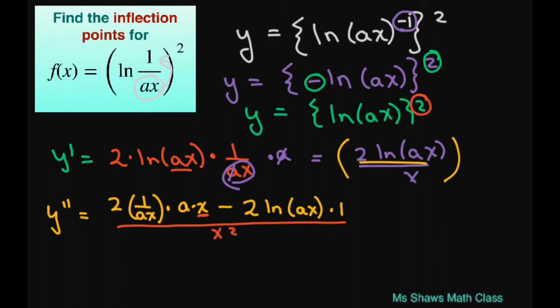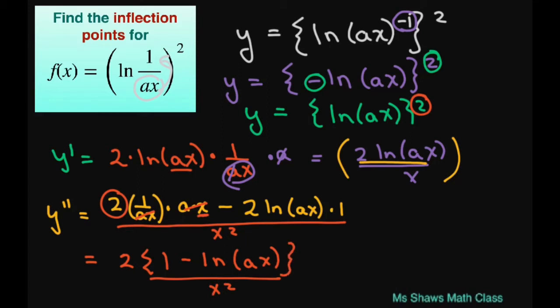This simplifies so that these two are just going to cancel. So I can just factor out a 2. We're going to get 2, and this whole thing's going to be 1 minus ln of ax all divided by x squared. I'll put a little bracket here.